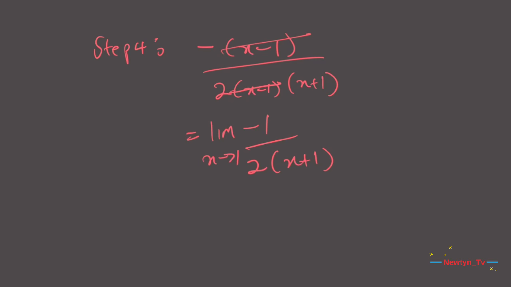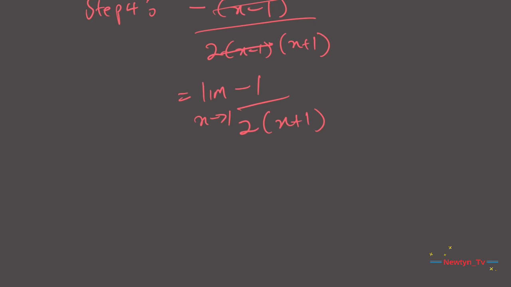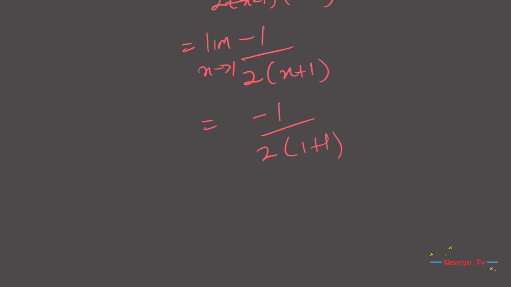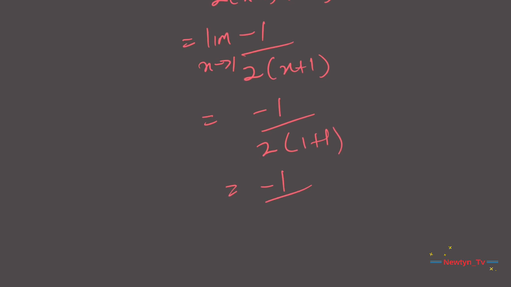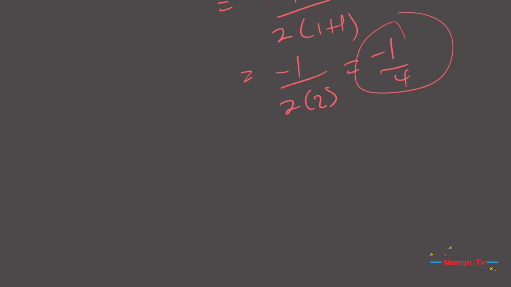At this point we can just substitute the x value into the function, then we can find our value. So we have negative 1 on 2 multiplying 1 plus 1, then negative 1 on 2 multiplying 2, which is 4. So we have negative 1 on 4, which is very simple. You can pause the video and try to do this on your own. Evaluate the limit of 1 on x plus 2 plus 1 on x plus 3 as x approaches negative 3.